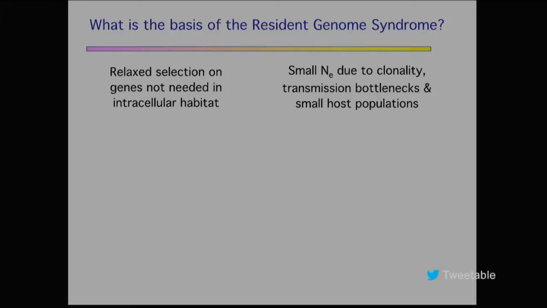Basically, every functional category, you lose genes. So it's not just that there's a change in ecology, because basically all kinds of genes are lost. For example, DNA repair genes, there are always many of them lost. Sometimes essentially all of them are lost.